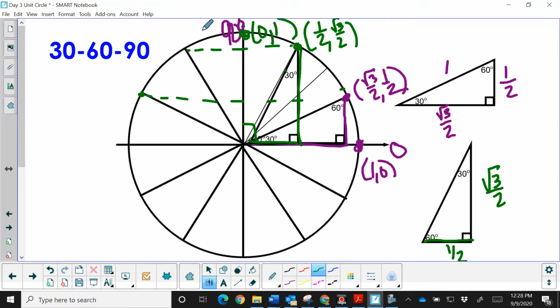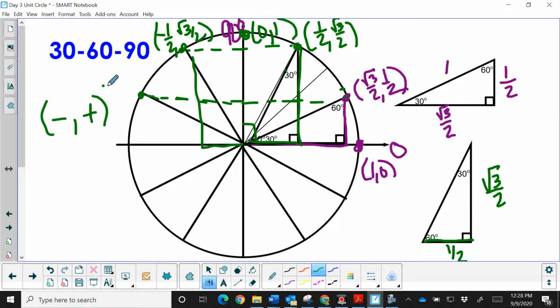That means over here in quadrant 2, I'm going left and then up. Well, anytime you go left in quadrant 2, you're going to have a negative followed by a positive coordinate. So that means this position is -1/2, √3 over 2. And this position here is reflected across, and that is -√3 over 2 and +1/2.